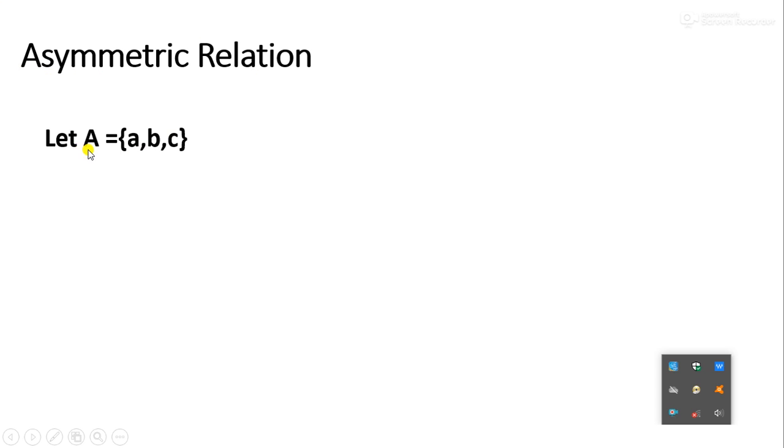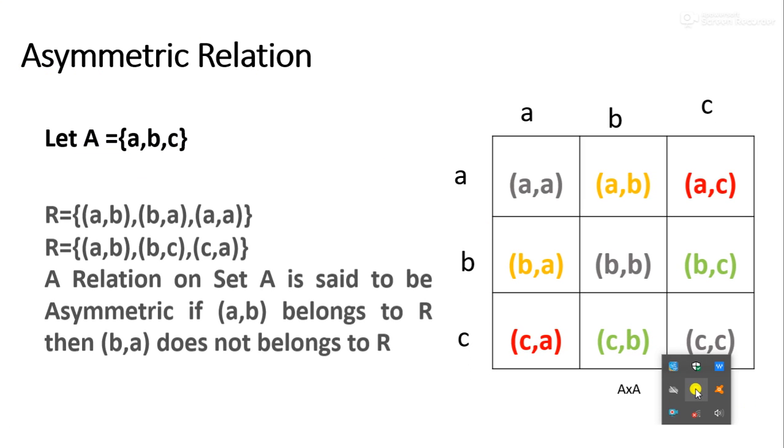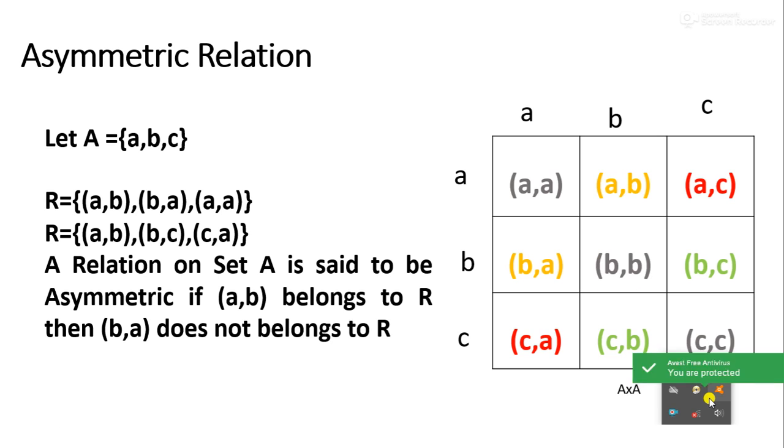So we have a set A which contains three elements A, B and C, and this is the matrix representation of the cross product. I have colored the symmetric pairs using the same color. Here BA is the symmetric of AB, CA is the symmetric of AC, and CB is the symmetric of BC. And we have seen that the diagonal elements are symmetric to themselves.